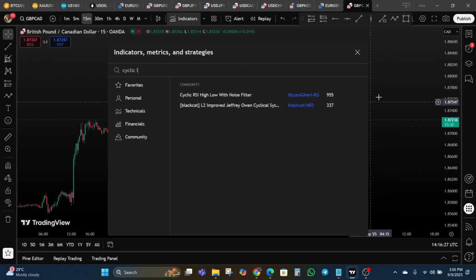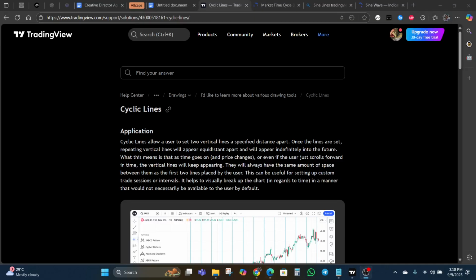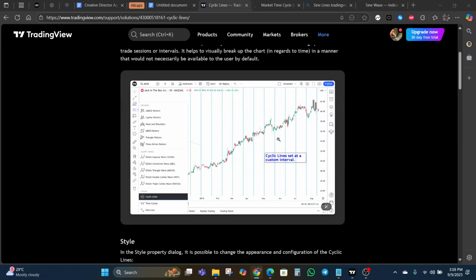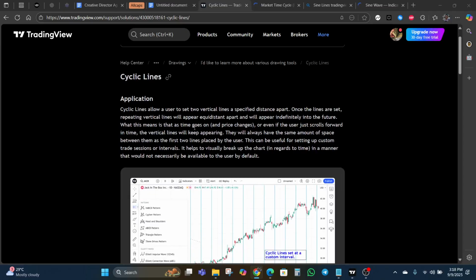Okay, now let us first of all get cyclic lines. So cyclic lines are a TradingView tool that helps identify repeating price patterns over time. All right, you can see it allows the user to set two vertical lines a specified distance apart. You can see the representation here.